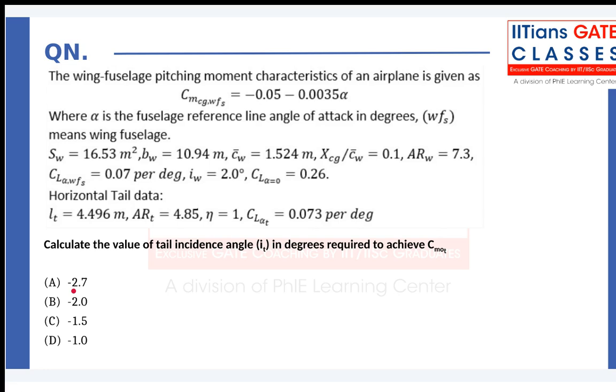I hope you remember the equation. I'll write it down. Cm naught contribution of the tail is VH beta CL alpha tail into wing setting angle plus epsilon naught minus tail setting angle. So just substitute all the terms that either are given in the question or we have found out in the previous question, and you'll be able to get the answer.